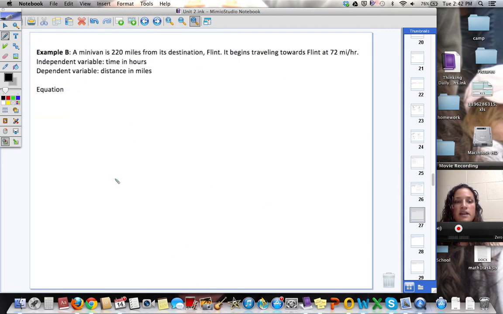Over here, a minivan is 220 miles from its destination, Flint. It begins traveling towards Flint at 72 miles an hour. So my independent variable is the time, and that changes how far, or my distance. So this one I'm going to allow 2 equations depending on how you see it. A lot of times with distance, there's 2 equations that I will accept. So this is independent dependent, so I'm going to have y equals blank x plus.